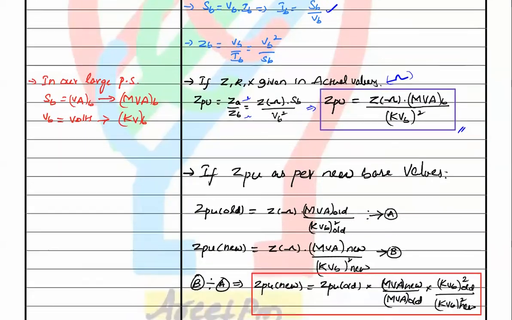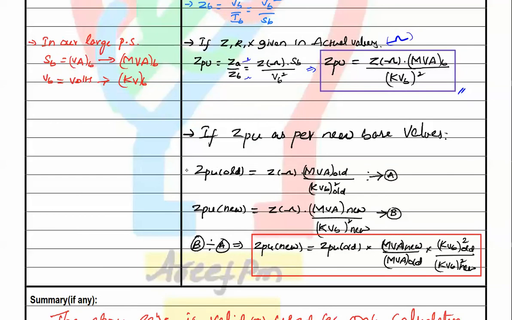Next, suppose the Z per unit value is already given to you, and now we want to find the new Z per unit value based on new base values. At that time we will use this formula. Z per unit old is equal to Z in ohms into MVA base old divided by KV base old whole square. Similarly, Z per unit new is equal to Z in ohms into MVA base new divided by KV base new whole square. So by taking the ratio, B by A, we can find this value. Z per unit new is equal to Z per unit old into MVA new divided by MVA old into KV old whole square divided by KV new whole square.